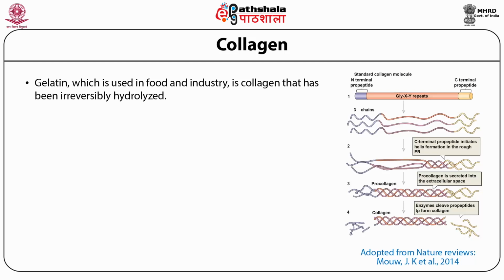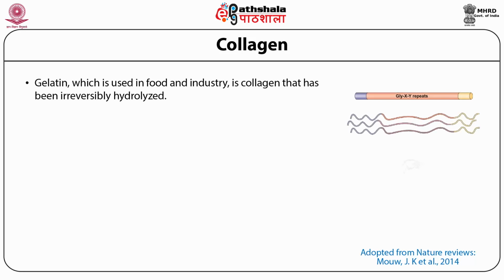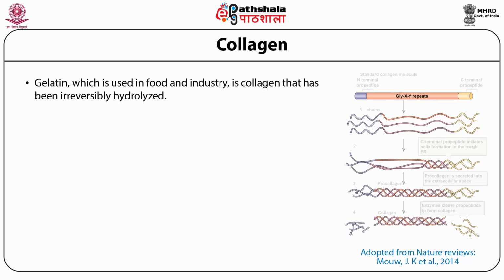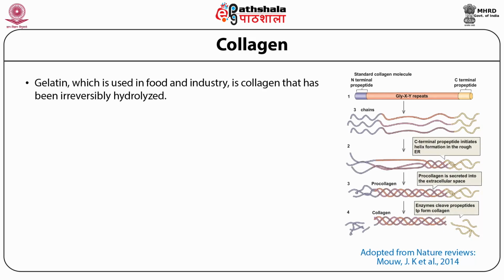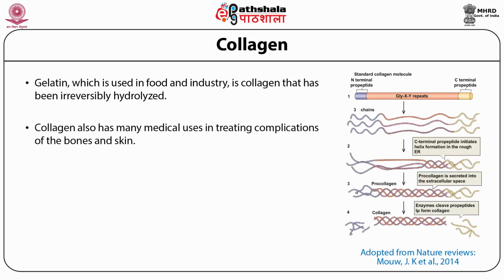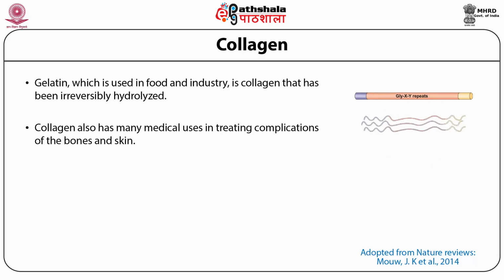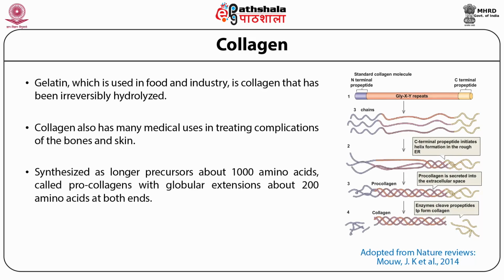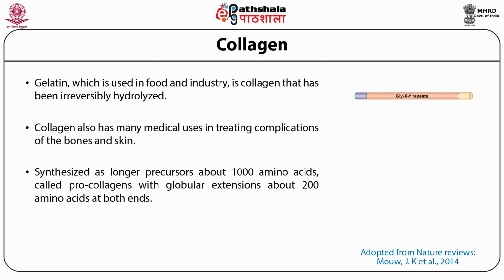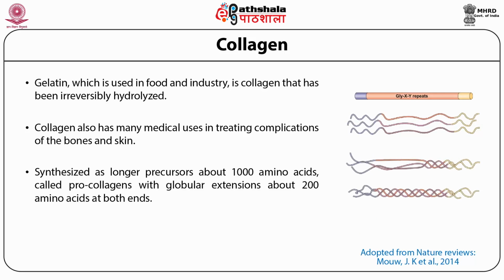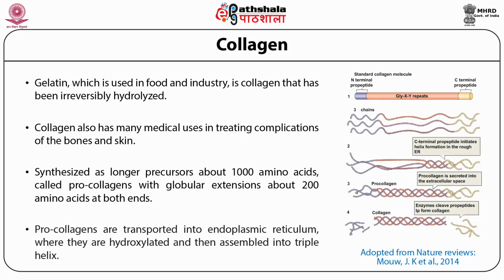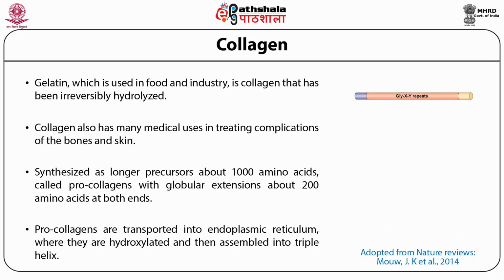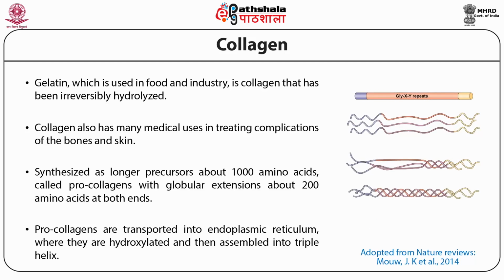Gelatin, used in the food industry, is collagen that has been irreversibly hydrolyzed, so it basically becomes a protein-rich source. Collagen also has many medical uses in treating complications of bones and skin. Collagens are synthesized as long precursors of about 1000 amino acids, called procollagens, with globular extensions of about 200 amino acids at both ends. The procollagens are transported into the endoplasmic reticulum, where they are hydroxylated and then assembled into the triple helix.